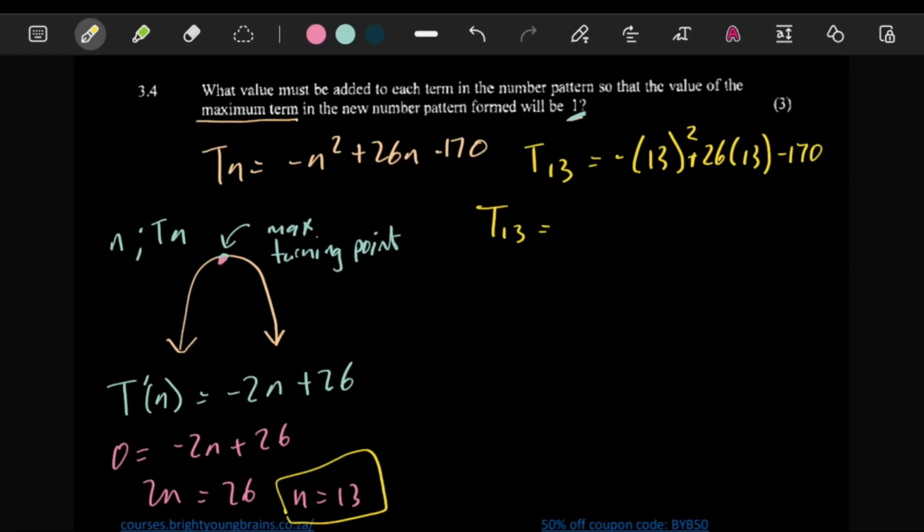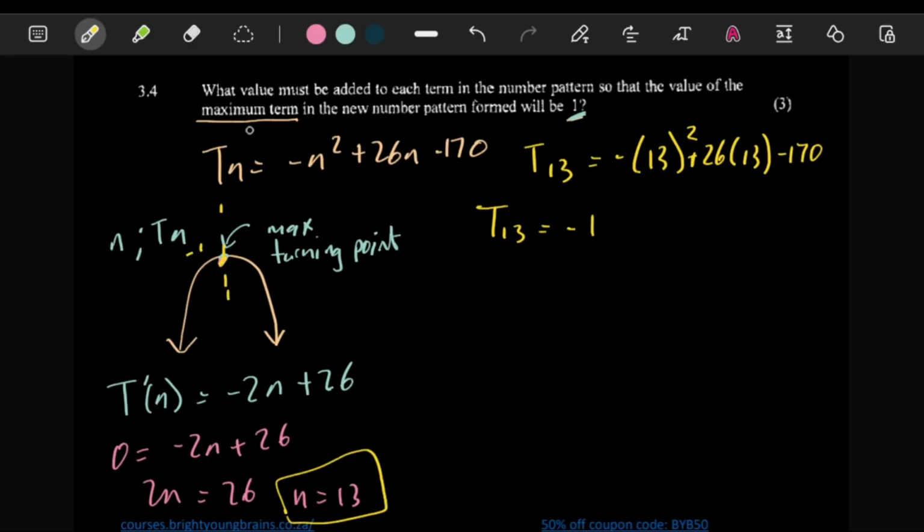My calculator is not functioning, guys. Let me try it again. Negative 13 squared plus 26 times 13, and then minus 170. This answer is negative 1. So originally, the turning point is at negative 1. That's the highest value that the graph goes to.